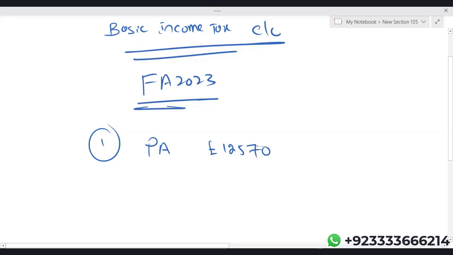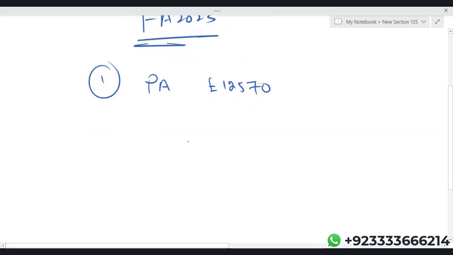Whoever has income more than 12,570 will have to pay the tax. Now, an individual might have a number of sources of income. We need to learn how to pay tax if someone is earning from non-saving sources of income, saving income, or dividend income. So how do we pay tax? Non-saving, saving income, and dividend income.